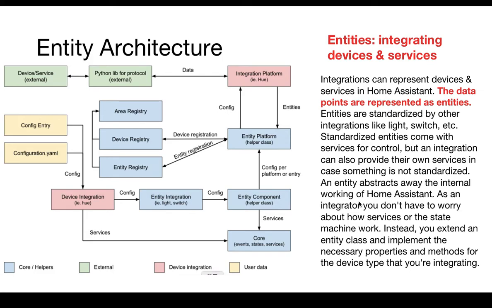As you know, integrations can represent devices and services in Home Assistant, and the data points are represented as entities. Entities are standardized by other integrations like light, switch, etc. Standardized entities come with services for control, but an integration can also provide their own services in case something is not standardized. An entity abstracts away the internal working of Home Assistant.